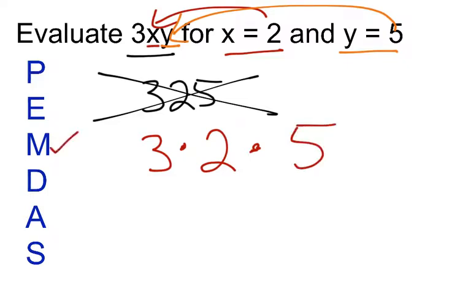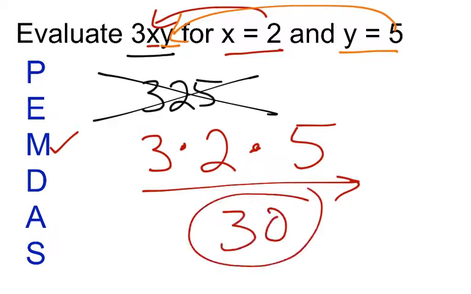Then I can multiply from left to right. 3 times 2 is 6. 6 times 5 is 30. Circling my answer to make sure it's clear. So again, in your keys, you might want to point out common mistakes to avoid. We've done quite a few examples so far. Let's keep going.